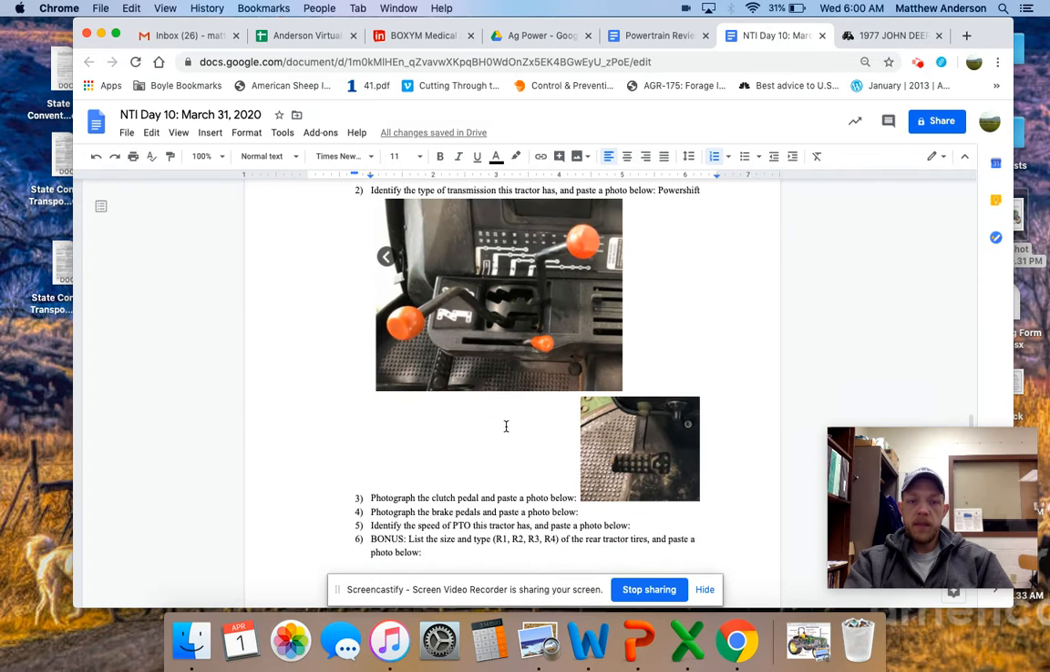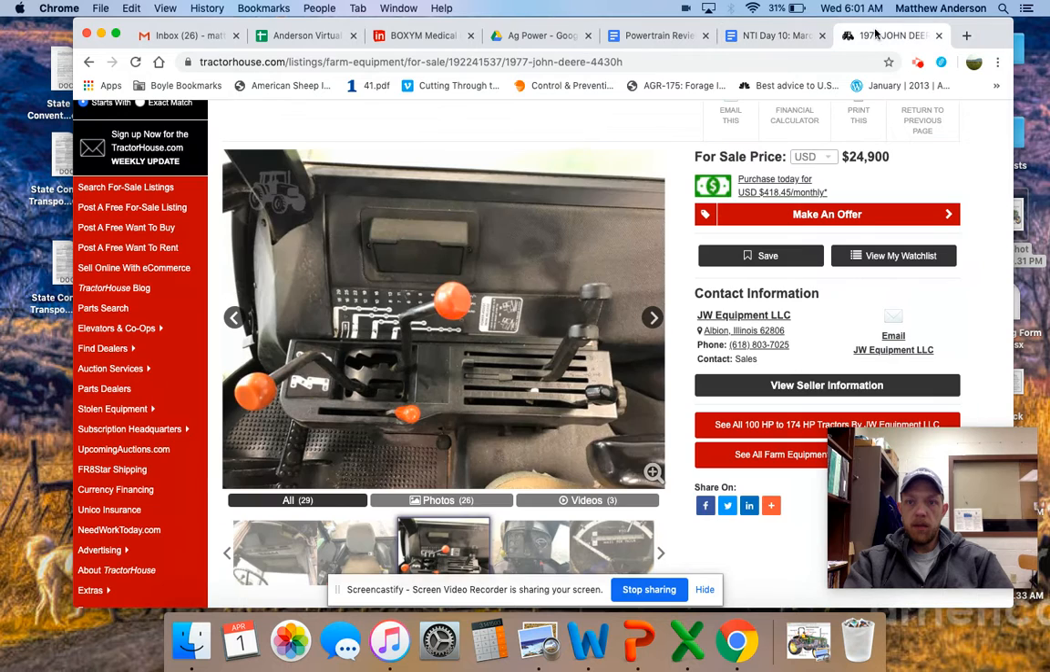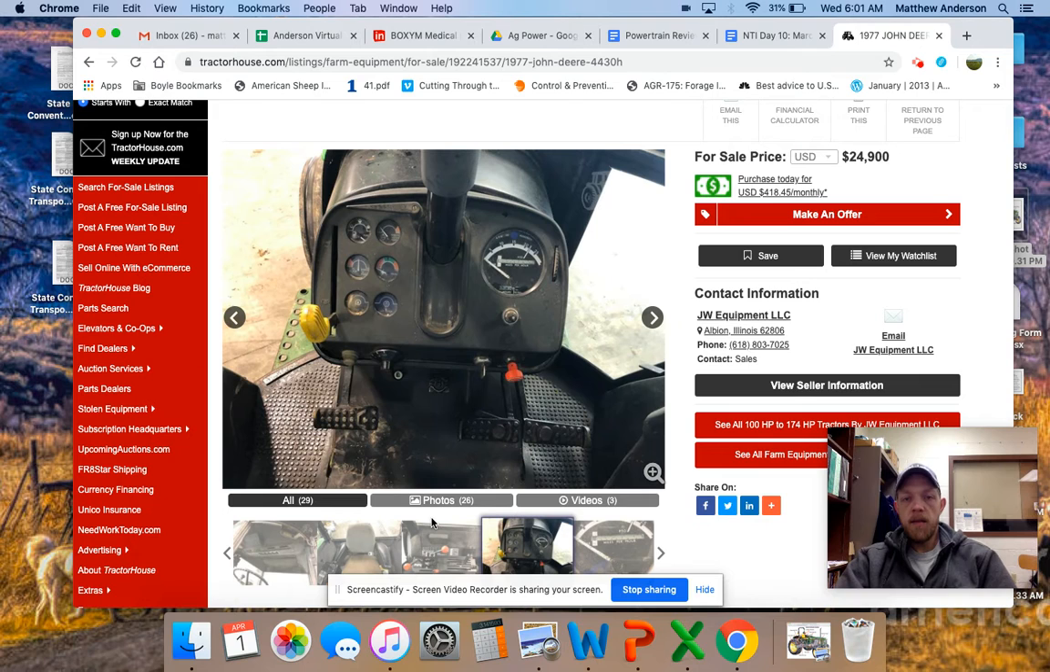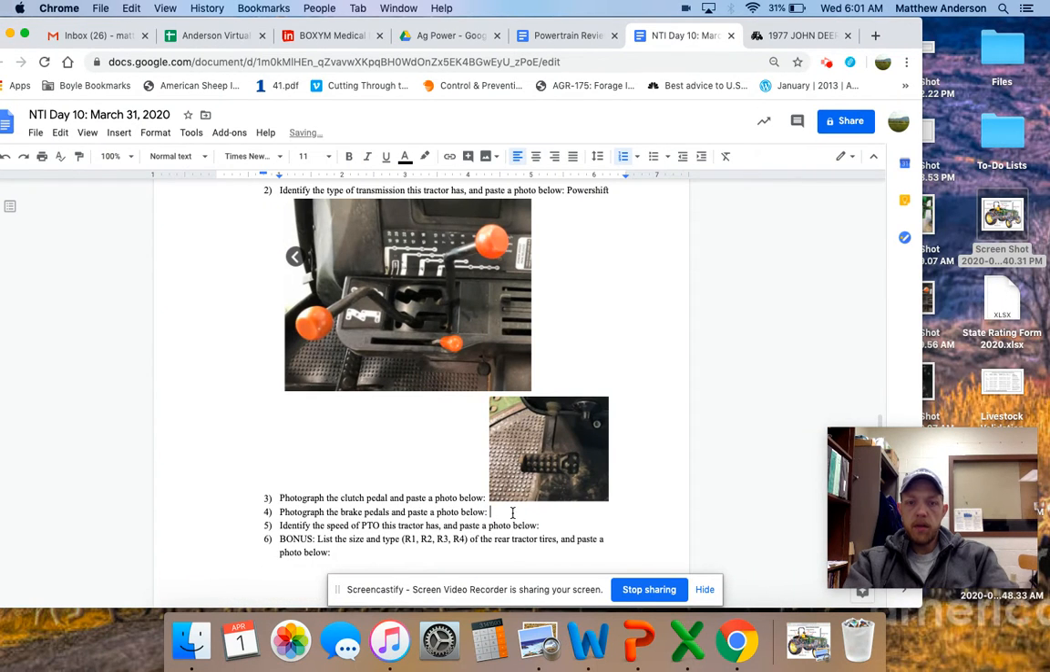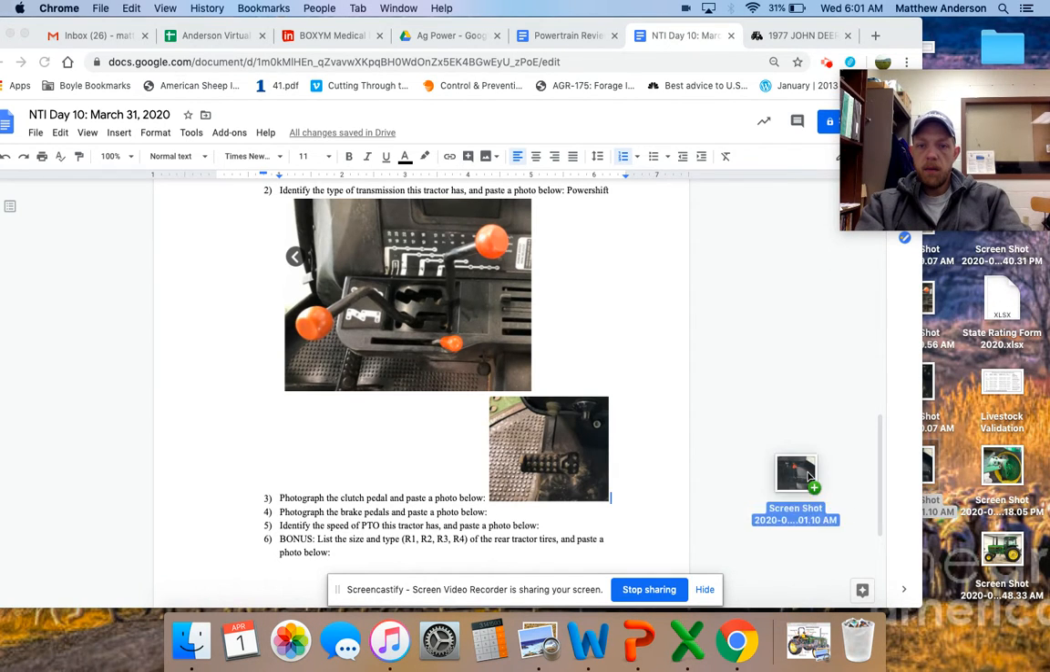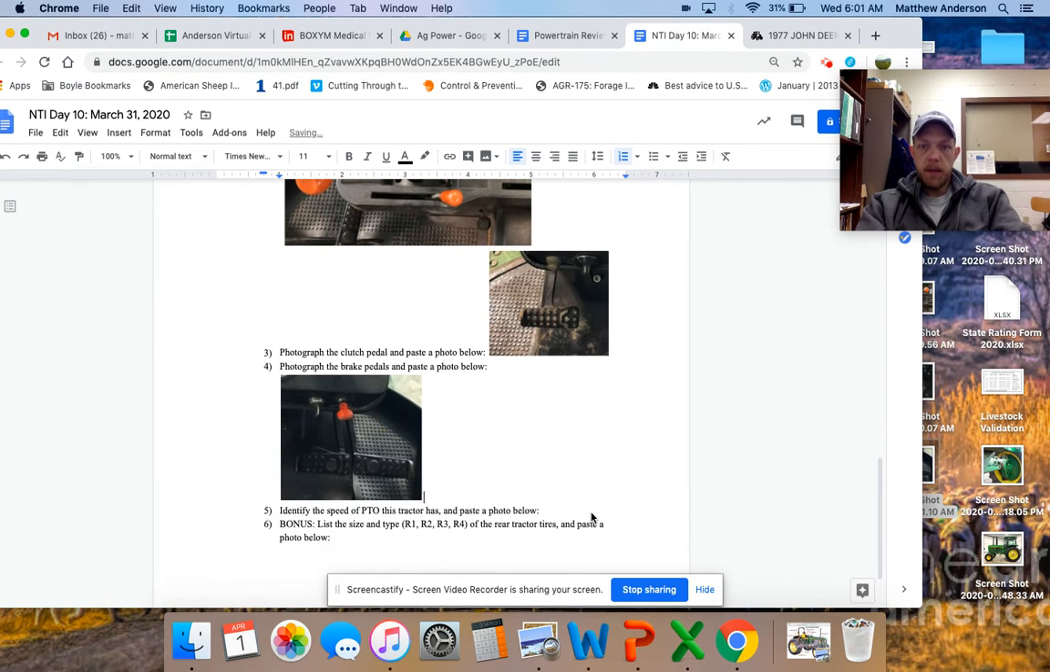Next, photograph the clutch pedal. We know that the clutch pedal here has one pad. Then we're going to photograph the brake pedals. So come over here, and we've got some interior pictures. Again, that's the nice thing about the 26 photos on Tractor House. Then just come down here and take a screenshot of those. Make sure our cursor's in the right place. Then put that in. We've got the brake pedals.